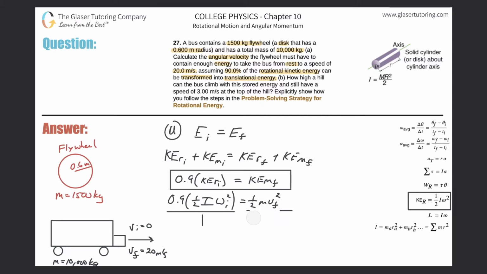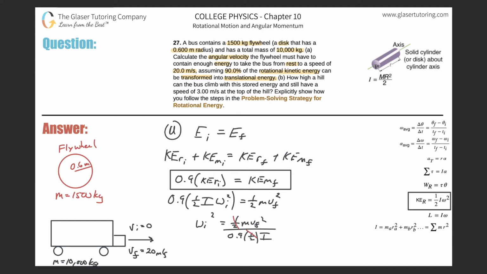Okay. So now let's erase all this, and I already mentioned what we're going to do. So here, omega_i squared is going to be equal to 1/2 m v_f squared divided by 0.9 times 1/2 times I. Okay, notice the 1/2s will cancel, right?